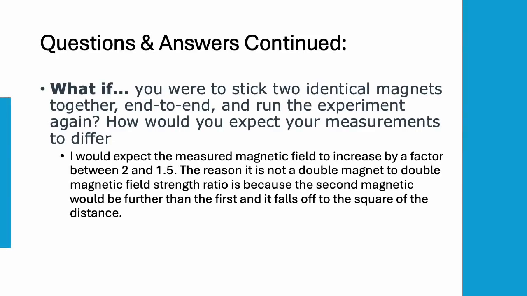Finally, answering the other what-if question, if you were to stick two identical magnets together end to end, then I would expect the magnetic field to increase by a factor of between 1.5 and 2. The reason it's not a direct doubling is because the second magnet would be farther away than the first magnet, and the strength of that magnet would fall off with the square of the distance.